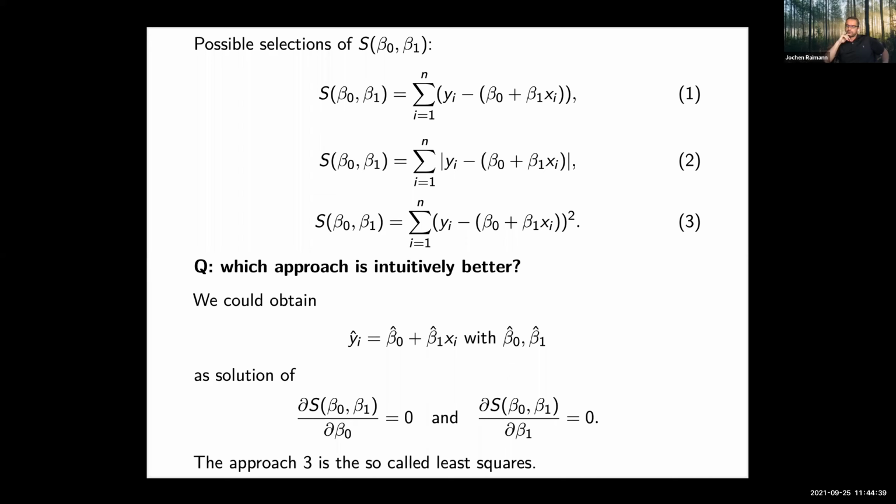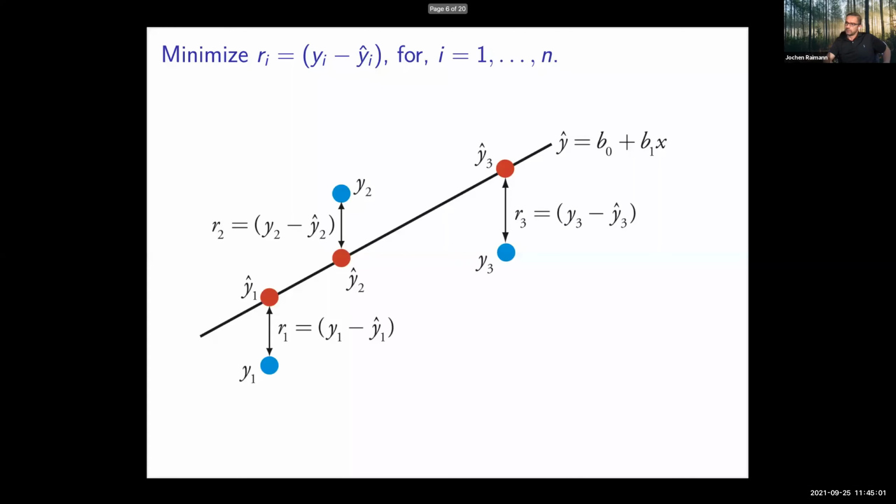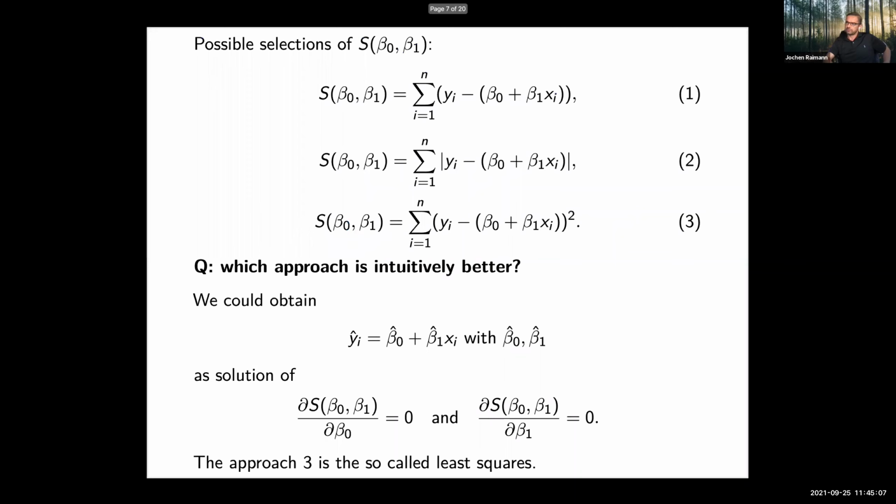As the first way of formulating this function, we have the function of beta 0, beta 1 as the sum of yi minus beta 0 plus beta 1 xi. Unfortunately, when you go back to this equation, you can imagine that there will not be much of a sum, because you have negative and positive values, and basically they will cancel out over the realm of the entire function. So we need to do something different.